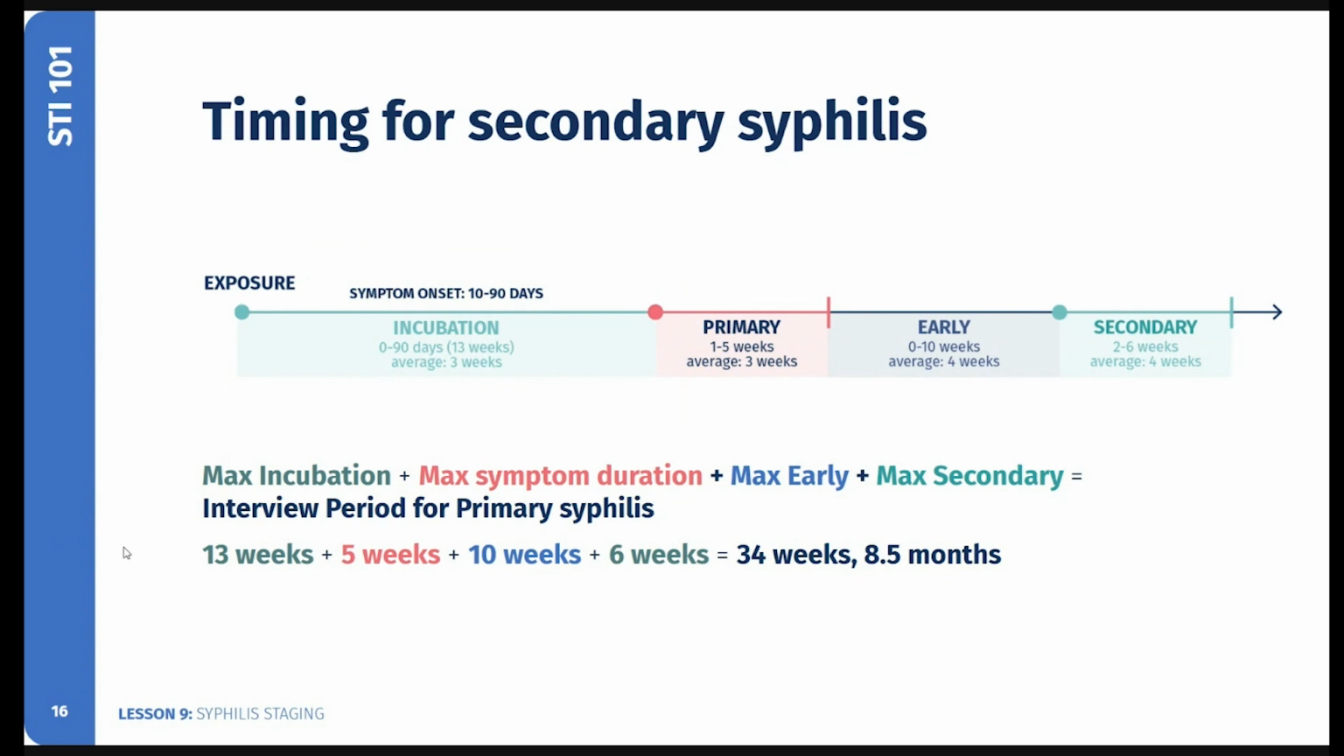So you will want to ask about all partners in 8 to 8.5 months prior to the secondary symptoms up until the time of treatment if you're doing a secondary interview. Many of our guidance documents use 8 months as the interview period for secondary.